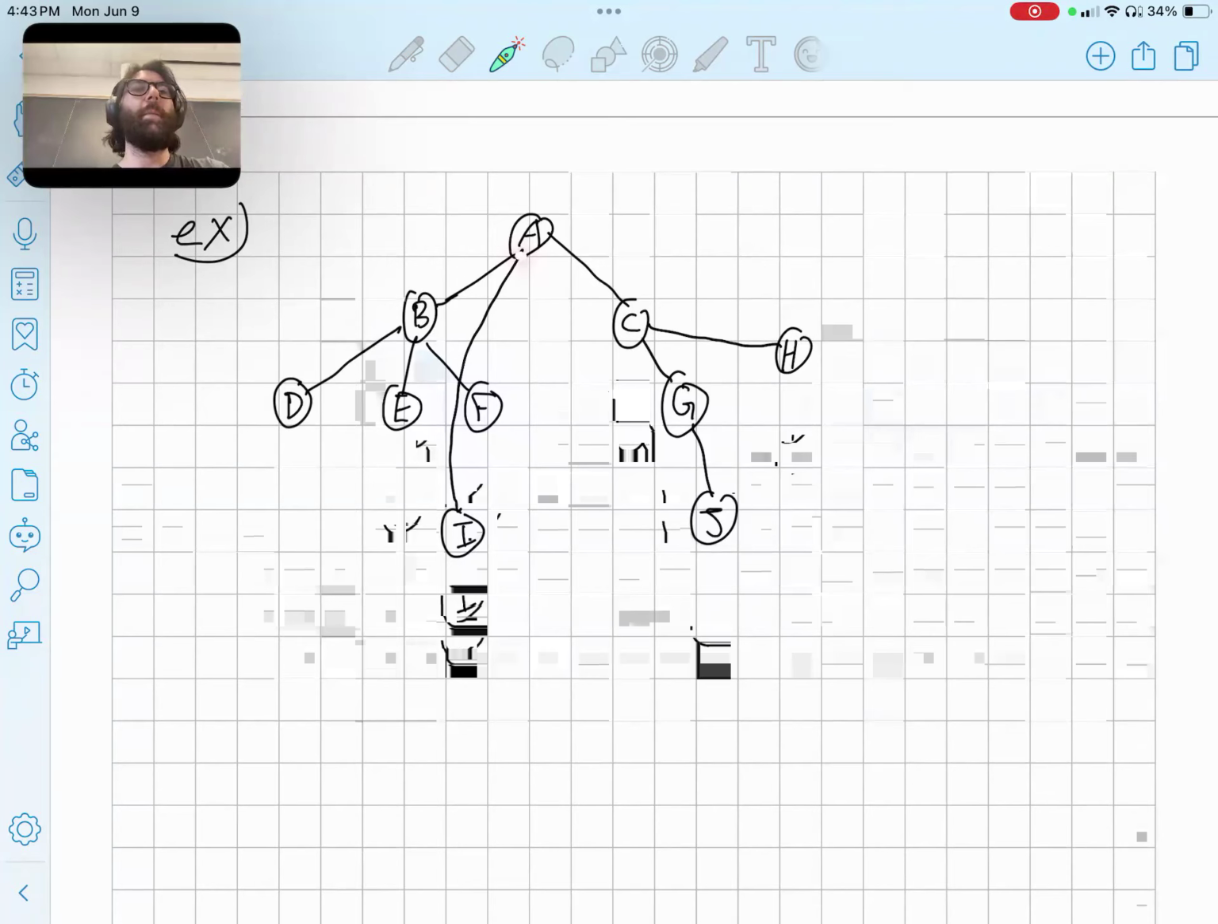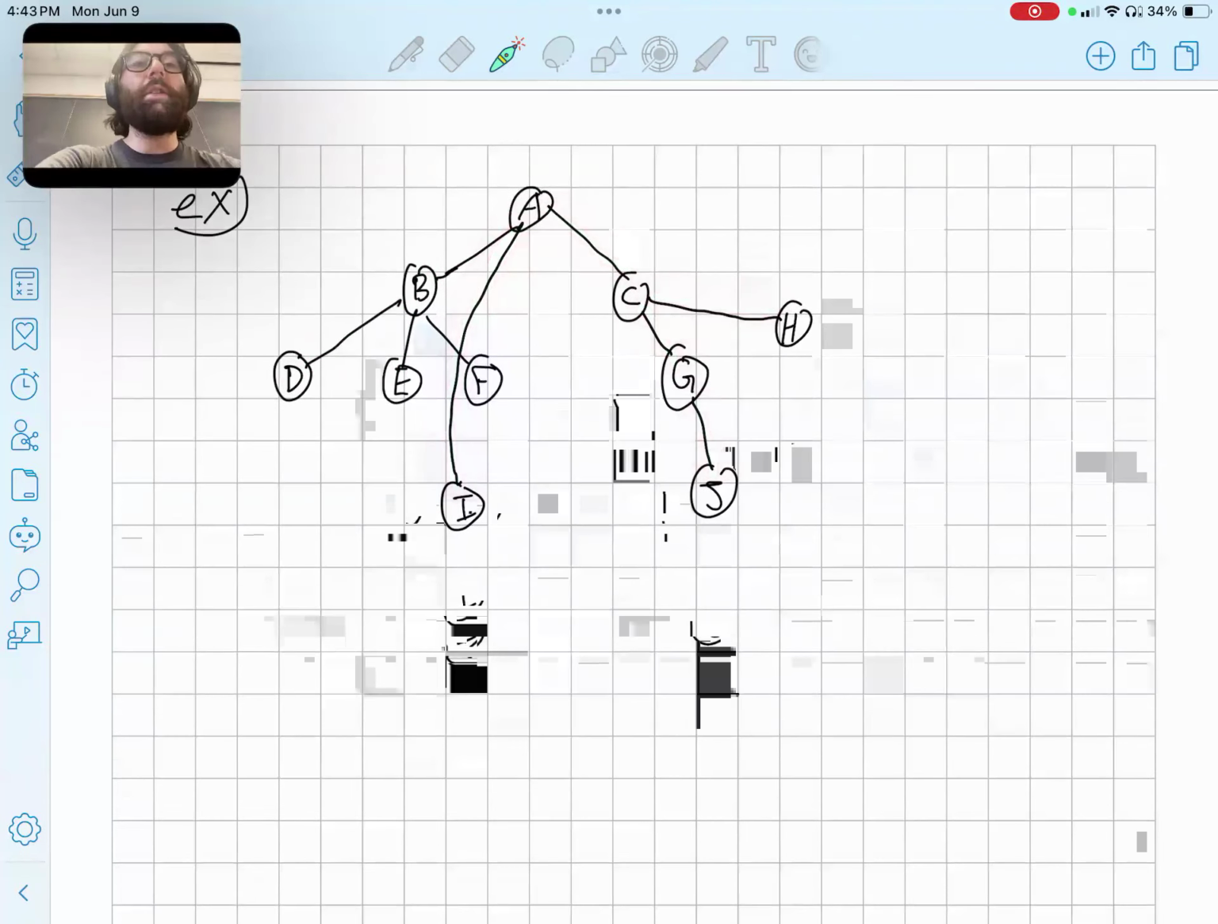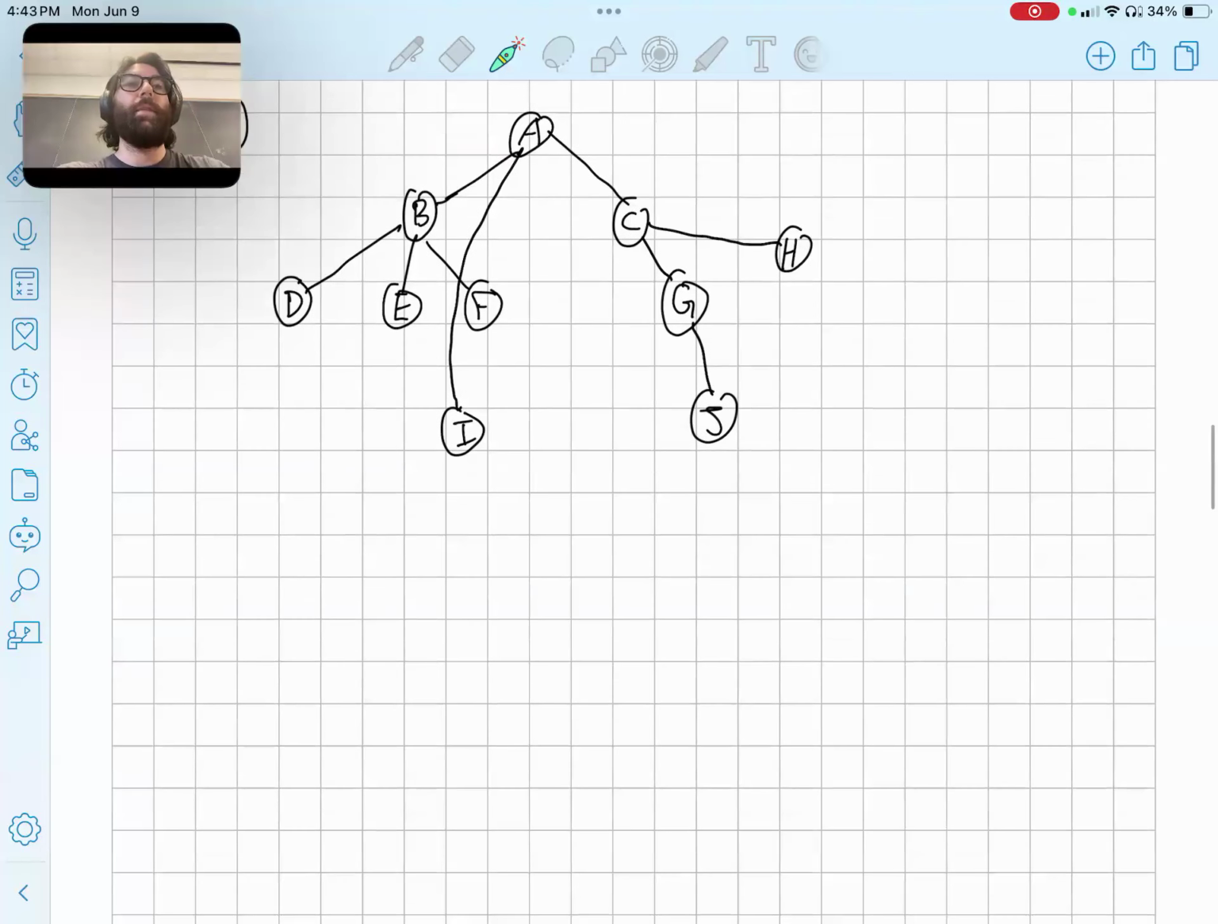So let's say I can go from A to B, A to B to D, I can go A to B to E, A to B to F, I can go A to C to H, I can go A to C to G, A to G to J, and then I can also go A to I. So I can get from A to any other vertex, which means I can get from any vertex to any other vertex, which means we are connected.